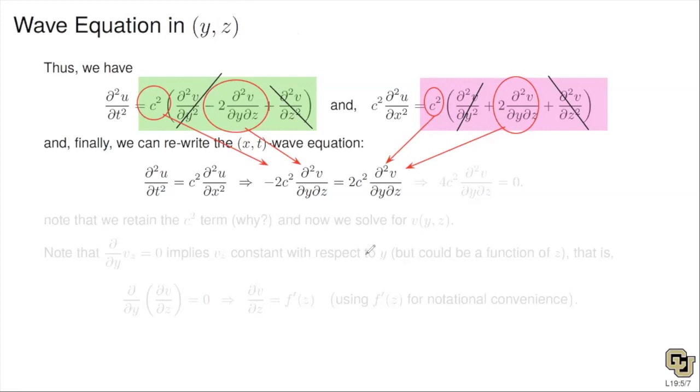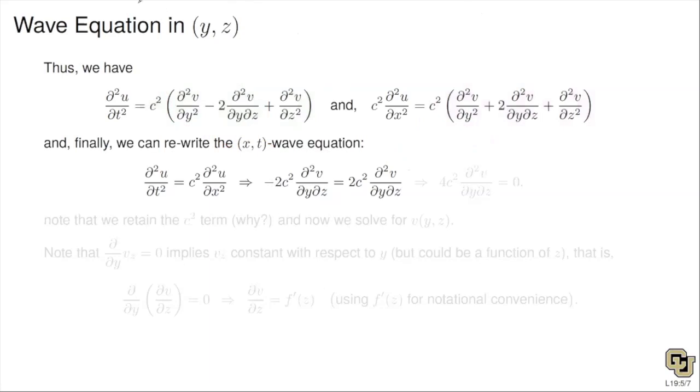Now what we do is we take one of them, I'm going to take this one, and move it to the other side. This negative becomes a positive, and we get two of them plus two of them, which is four of them. Now, if we want, we can divide by the 4, but we're going to keep the c squared term.